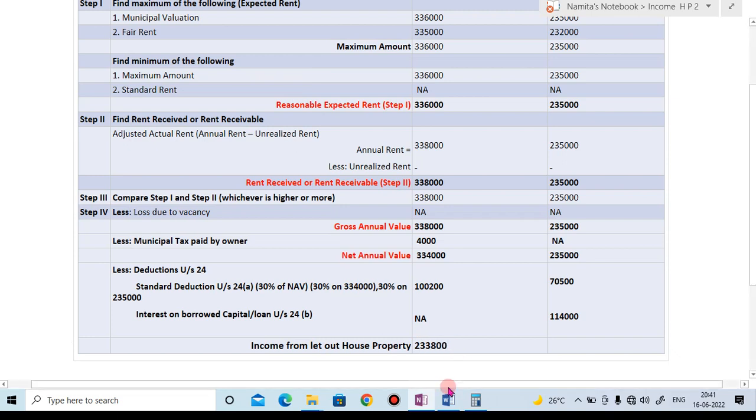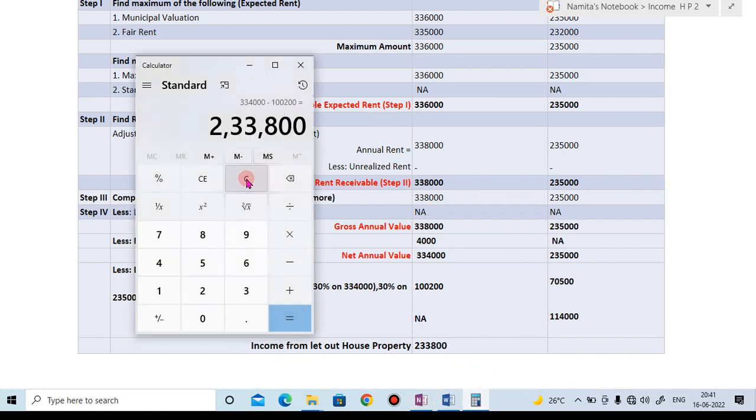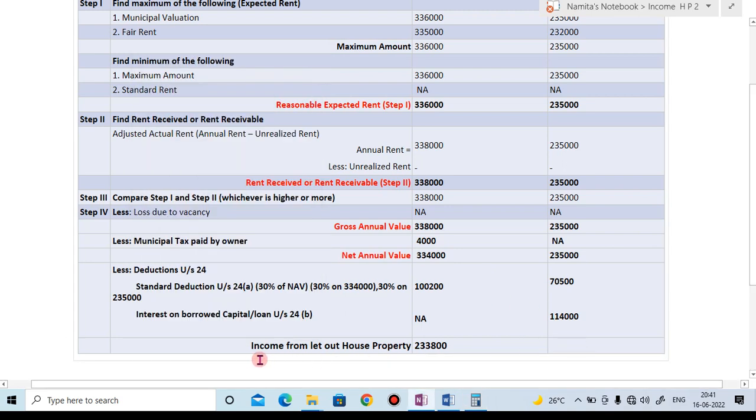So for house property number 1, income from let out house property 1 is 2,33,800. Now for house number 2, net annual value is 2,35,000 less 70,500 less 1,14,000. So 50,500 is the income from let out house property number 2.